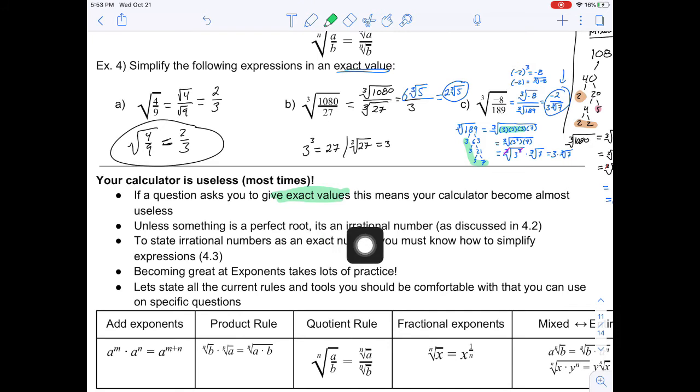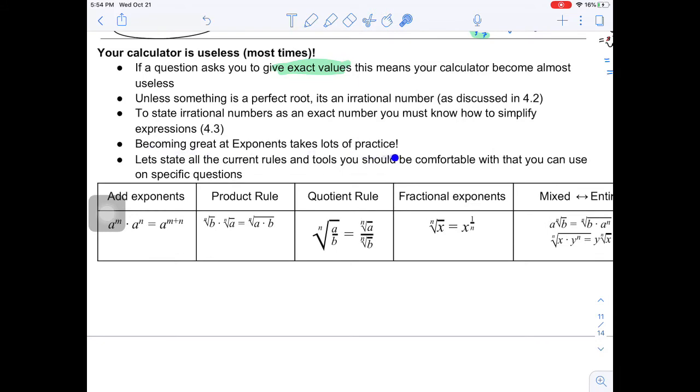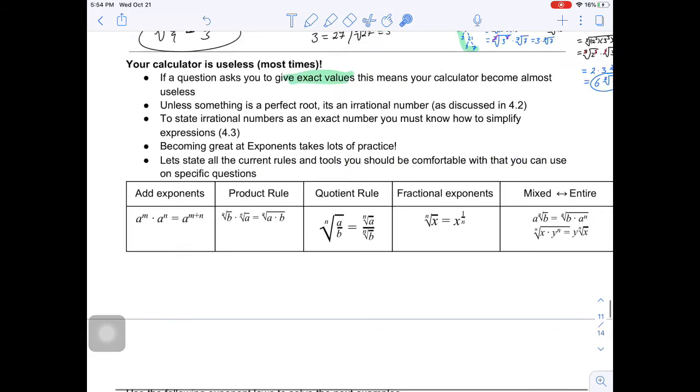Unless something is a perfect root, it's an irrational number. Just like we talked about here. If I plug this number into my calculator, you're going to get a bad number because it's not a perfect cube, making it irrational. To state irrational numbers as exact numbers, you must know how to simplify expressions. So that's in 4.3, and that's what we just did here. Becoming great at exponents takes a lot of practice. So trust me on this one, you don't want to just do the assigned homework. Find practice problems. Find ones that kind of scare you and you want to try and get better at them. And then let's state all of the current rules and tools that you should be comfortable with moving forward.